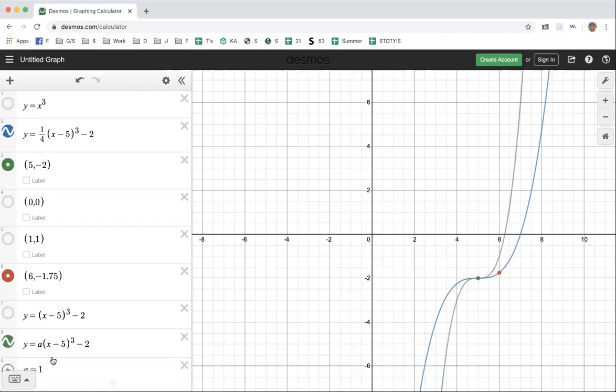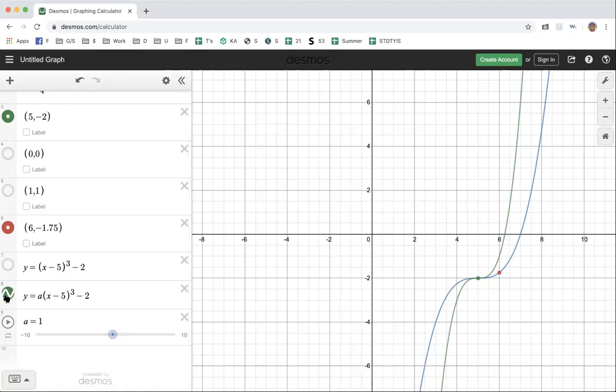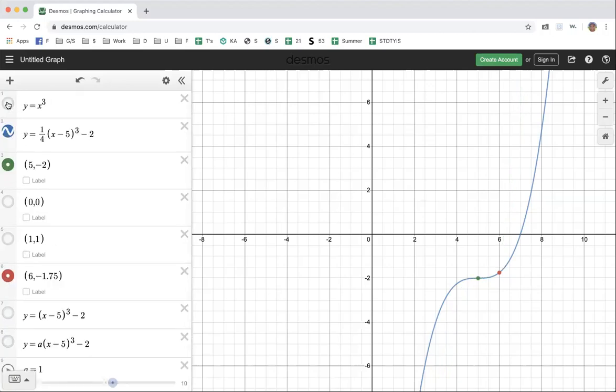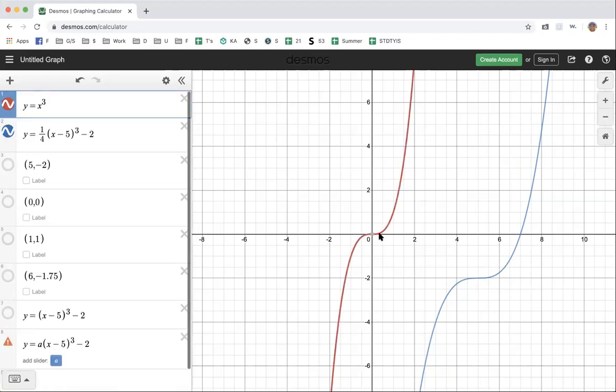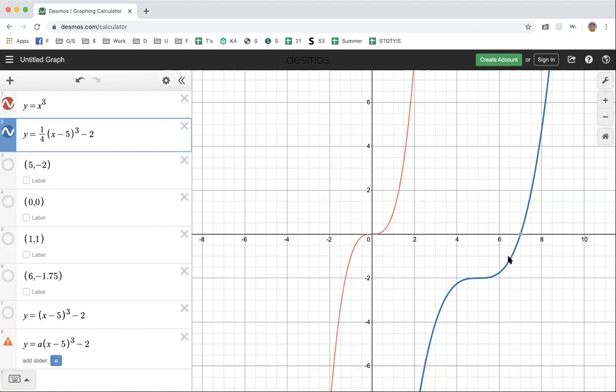Oops, what am I doing? Let me make sure I haven't missed anything so far. Okay, so let's say we have, let me put the actual one back in there. Okay, so we've got the original graph and then the transformed graph.